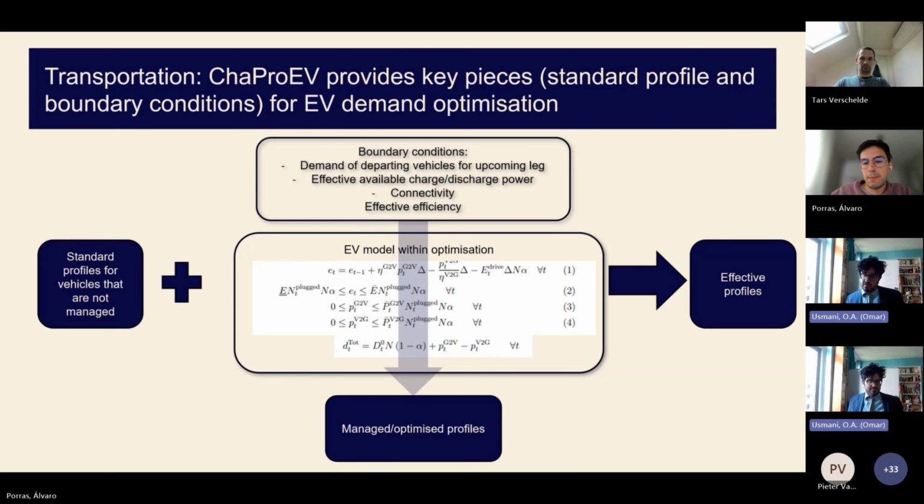If you have those boundary conditions, you can make a model within your optimization model, which is shown here. That gives you the managed and optimized profiles. If you say that a percentage of vehicles are not managed and a percentage of vehicles are managed, you combine that and you have an effective profile. We provided the tool itself, the inputs, and the outputs on Zenodo and GitHub, two repositories, one for the model itself and one for running it, including assumptions and some tweaks to obtain the results. Yeah, that's it.